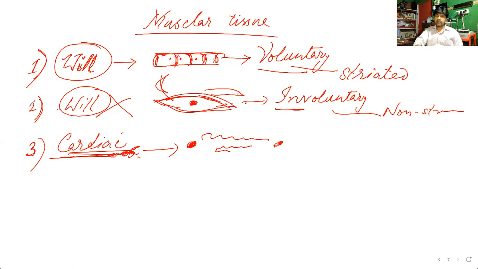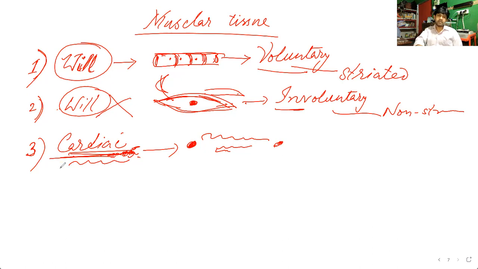Then we discussed the special cardiac muscle, which has some similar characteristics to the voluntary and involuntary muscles. Like voluntary muscles, they are cylindrical in shape and multinucleated, whereas like the involuntary muscles, they are branched. They do not have the stripes like the voluntary muscles. So they have some similarities with the voluntary as well as the involuntary. That means we can say the cardiac muscle is the combination of these two.